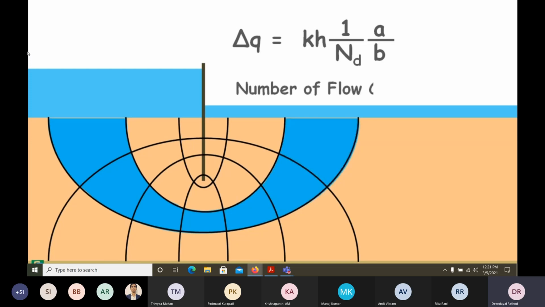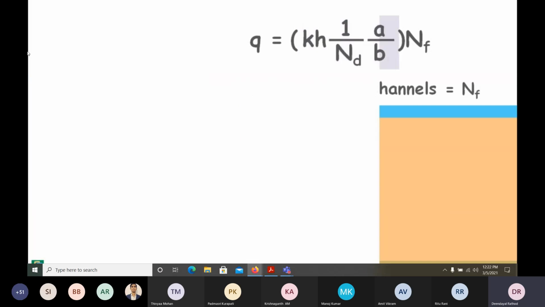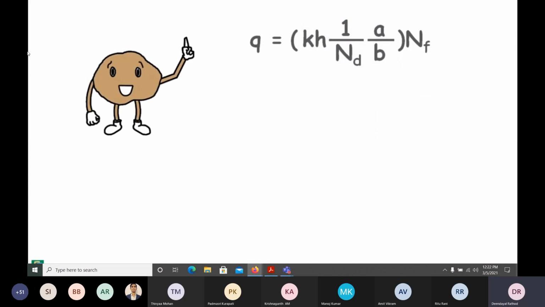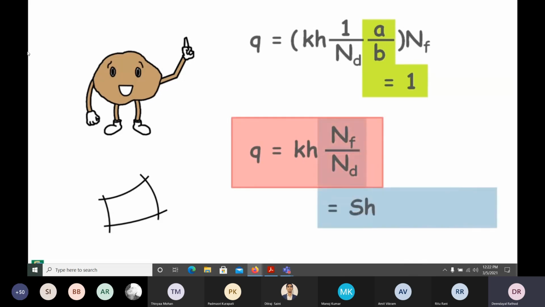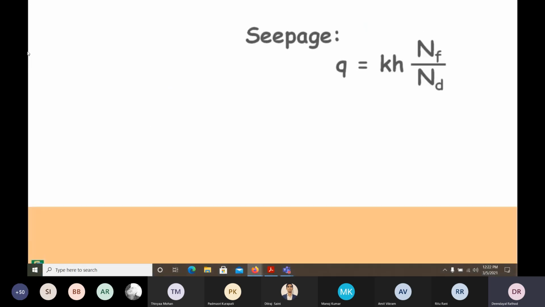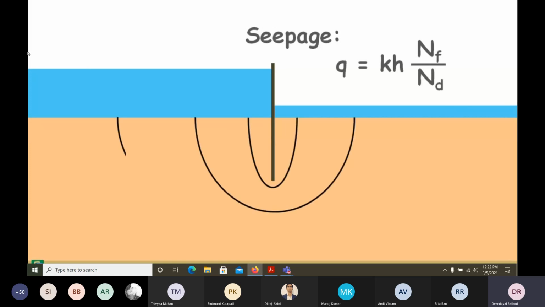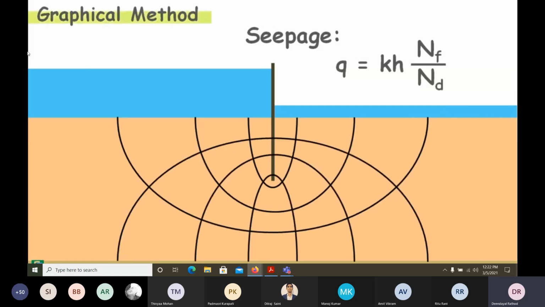And if total number of flow channels in the flow net are NF, then total discharge can be written as NF times discharge through one flow field. Remember that flow net is constructed by elementary squares. So this quantity a over b is 1. So total discharge through soil can be written as this. This ratio is called shape factor. So this is how we calculate the seepage through soil under any structure using flow net by graphical method.